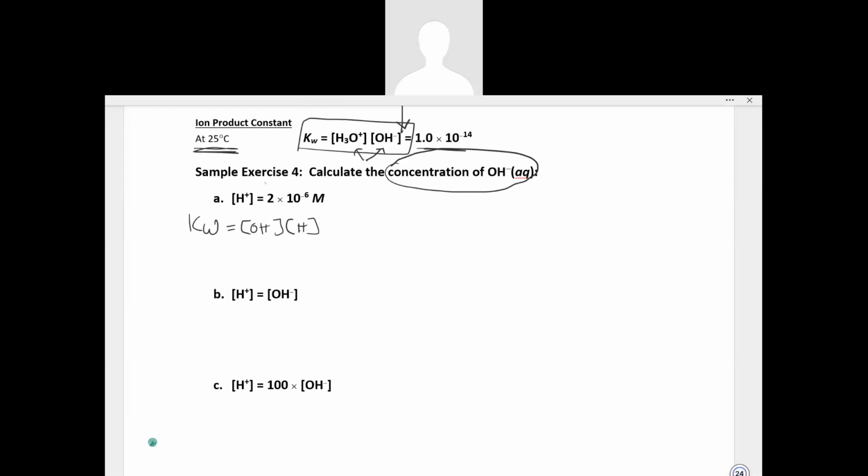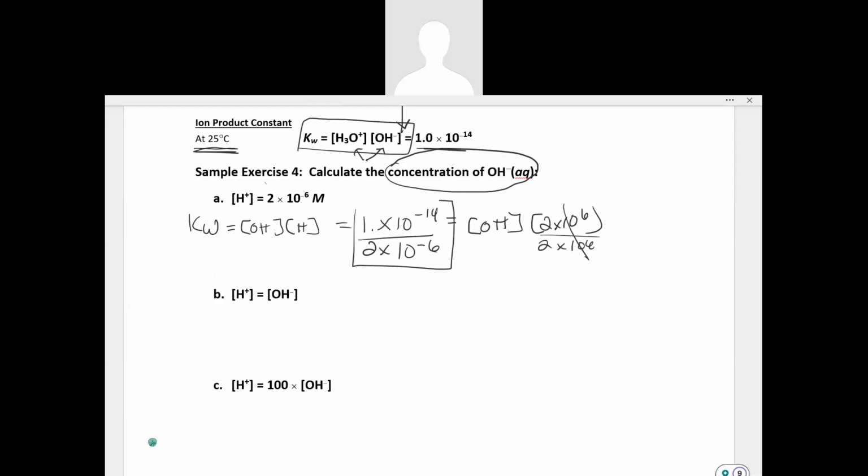So if we were to write this out here, we would plug in our value. So 1 times 10 to the negative 14th would equal, this is what we're solving for, times, and we know that value, right? 2 times 10 to the negative 6th. So let's divide both sides by that. So we get this rearranged equation here. If you plug into your calculator 1 times 10 to the negative 14th divided by 2 times 10 to the negative 6th, we're going to get that our hydroxide ion concentration for this question is equal to 5 times 10 to the negative 9th molar.